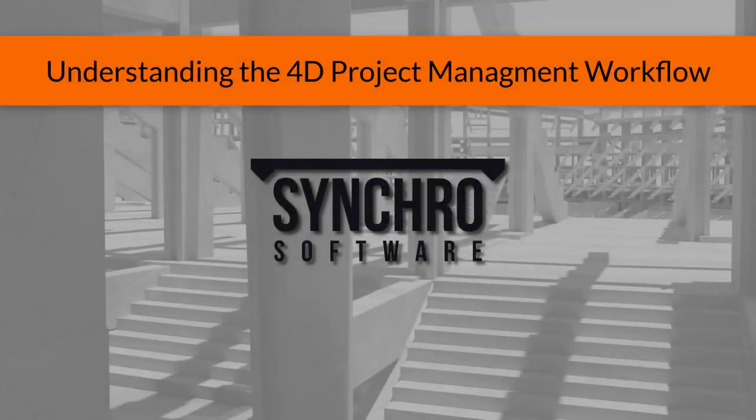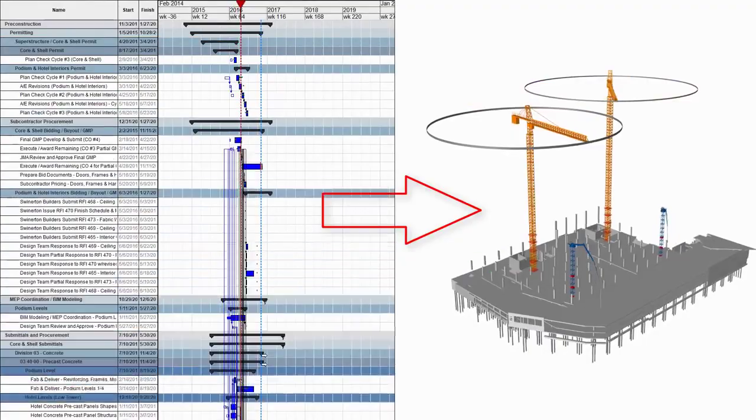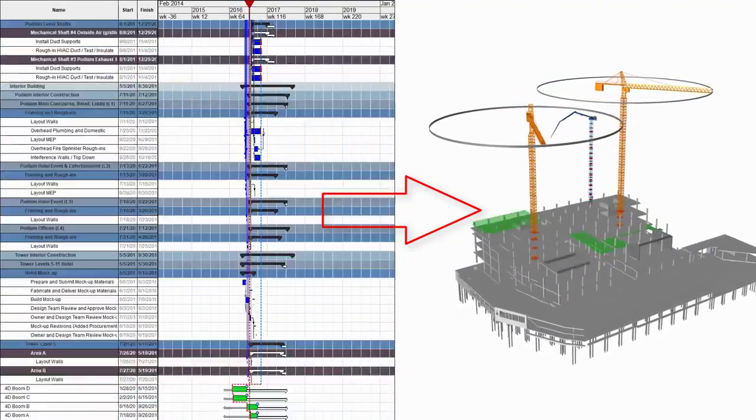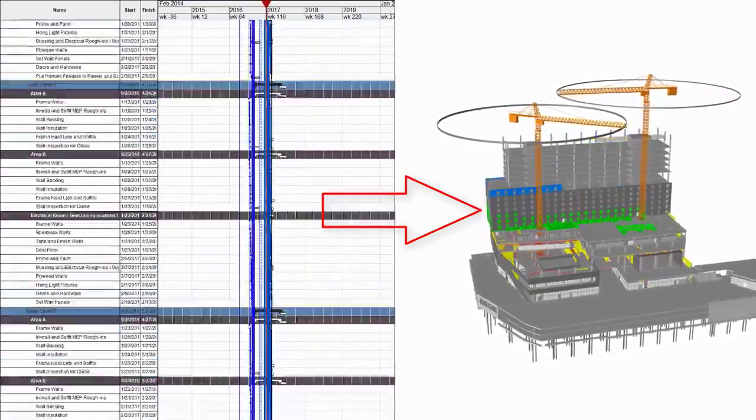So in conclusion, SYNCHRO's visual approach to scheduling, monitoring, and controls provides numerous benefits. My top 3 include the following. It's a quick and effective means to communicate and create a shared understanding of thousands of interdependent activities and resources, which minimizes rework and reduces risk.